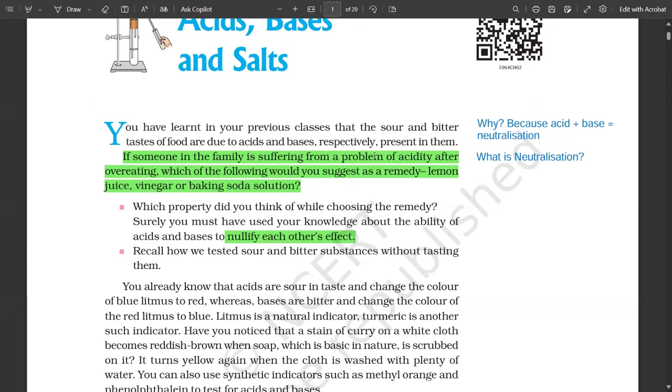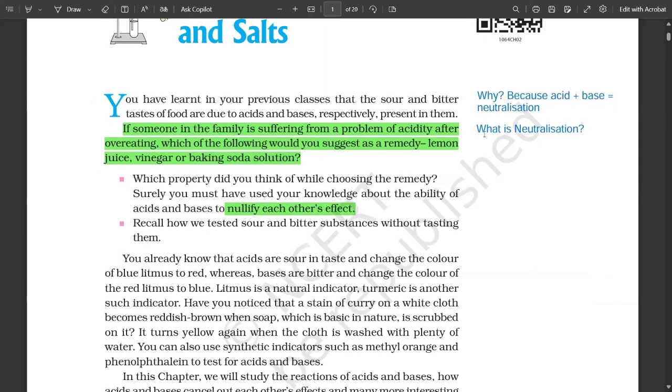nature. So we look at this phenomenon called neutralization, which is the ability of acid to nullify the effect of a base. It's known as neutralization. And since baking soda solution is basic in nature, we would be able to find relief when we take baking soda solution as a remedy against the problem of acidity.